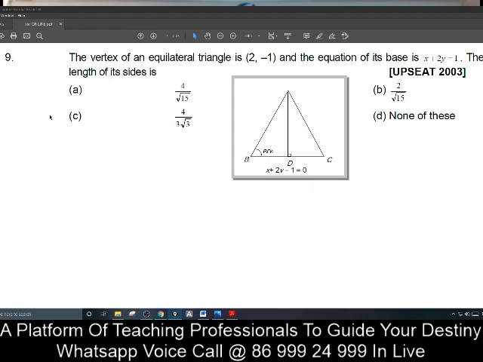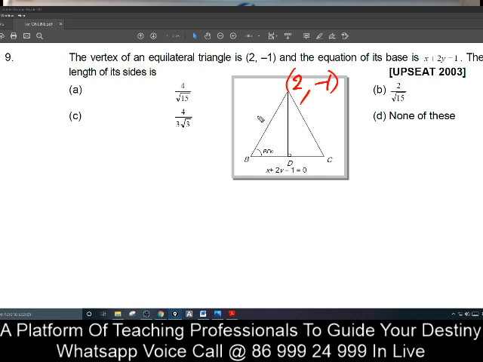The vertex of an equilateral triangle is 2 comma minus 1 and the equation of its base is x plus 2y is equal to 1. The length of its sides is. The diagram is also given here. Vertex is given to be 2 comma minus 1. The equation of the base is x plus 2y is equal to 1. Then you have to find out the length of its sides.